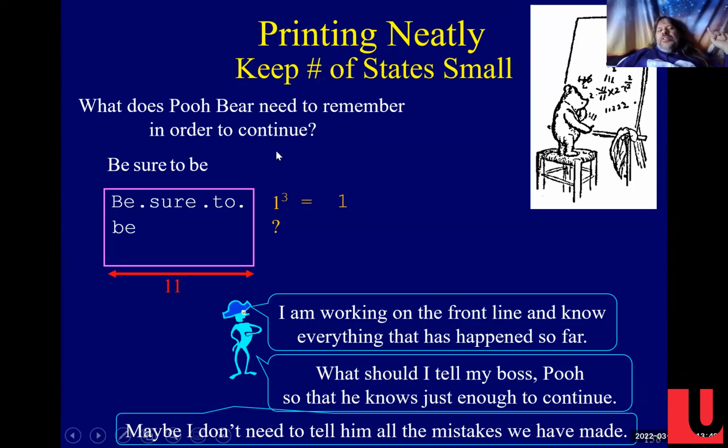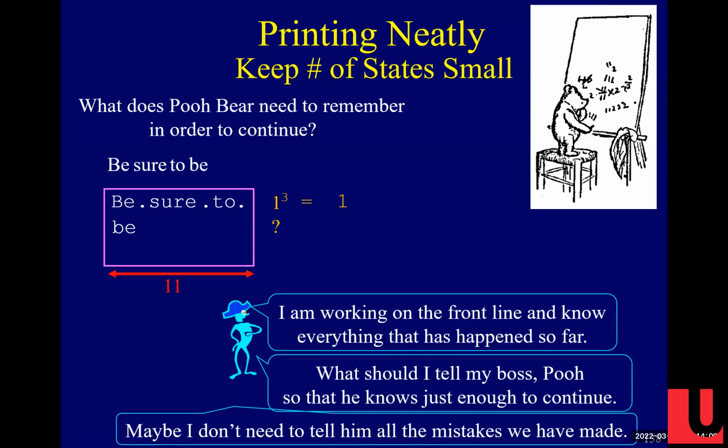Does he really need to know the costs in the past? Right? We don't have to. He doesn't have to remember what mistakes have been done in the past. Is that going to help him? Knowing that there was one blank here, does that help him know what to do with the next word here?